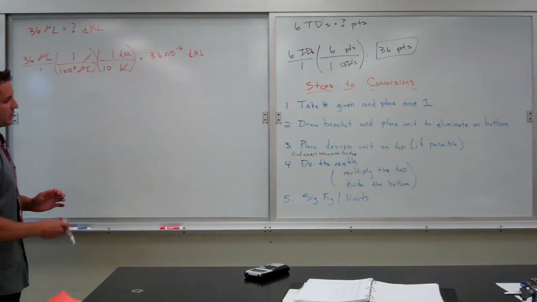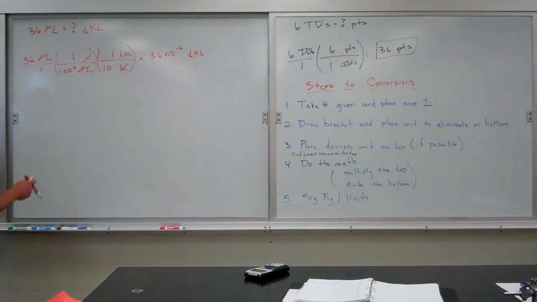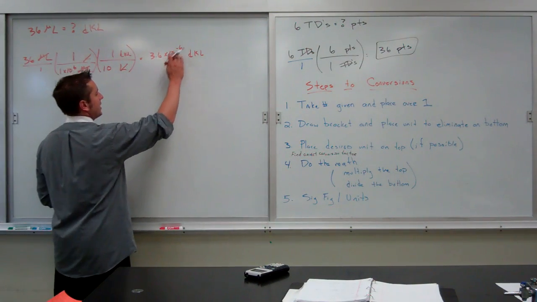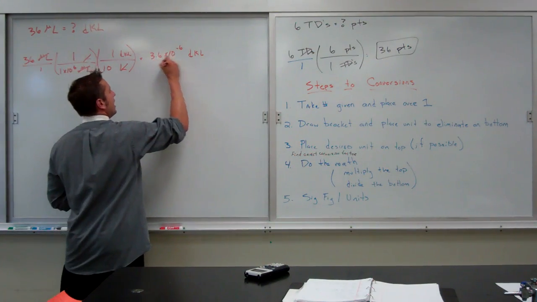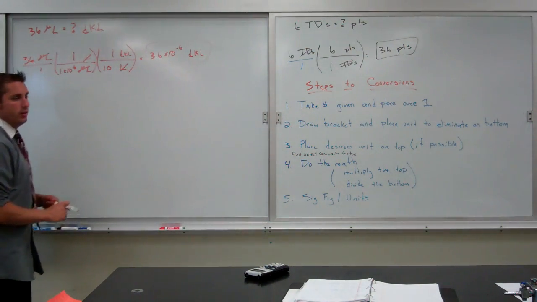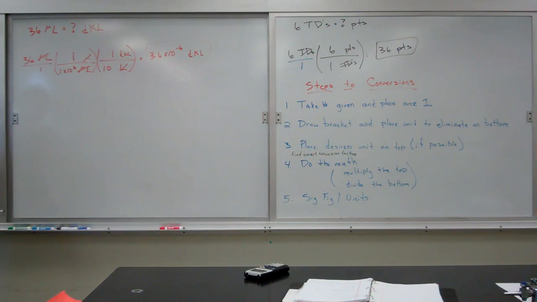And last but not least, we have to look at sig figs and units. Right? Our units canceled, leaving us decaliters, which is what we wanted. 36 has 2 sig figs. Nothing in here hurts us. So 3.6 times 10 to the negative 6th needs to have 2 sig figs, and it does, so we are good.